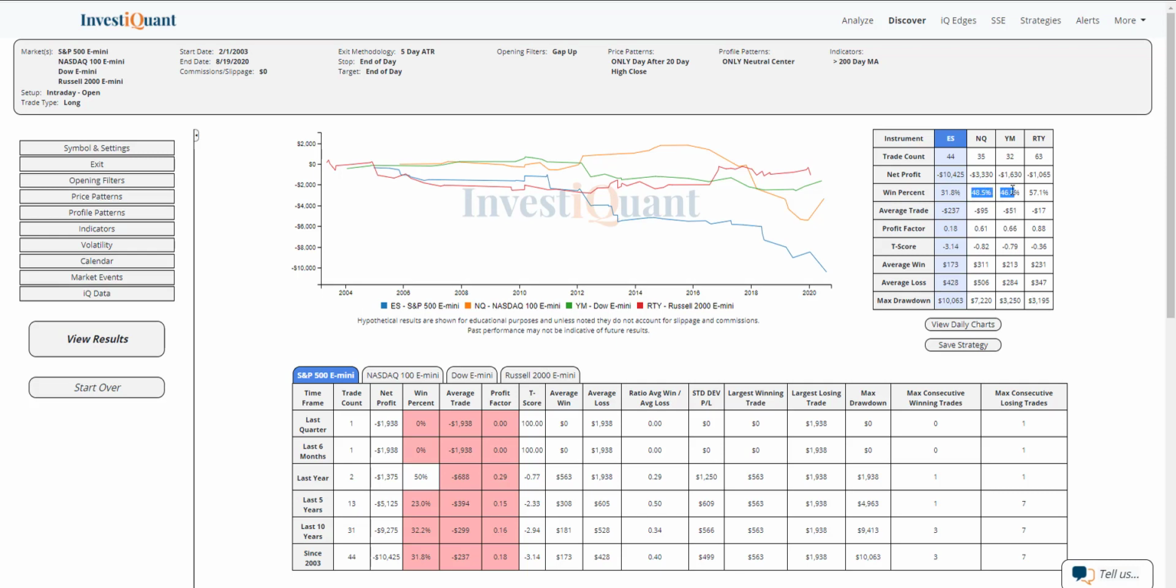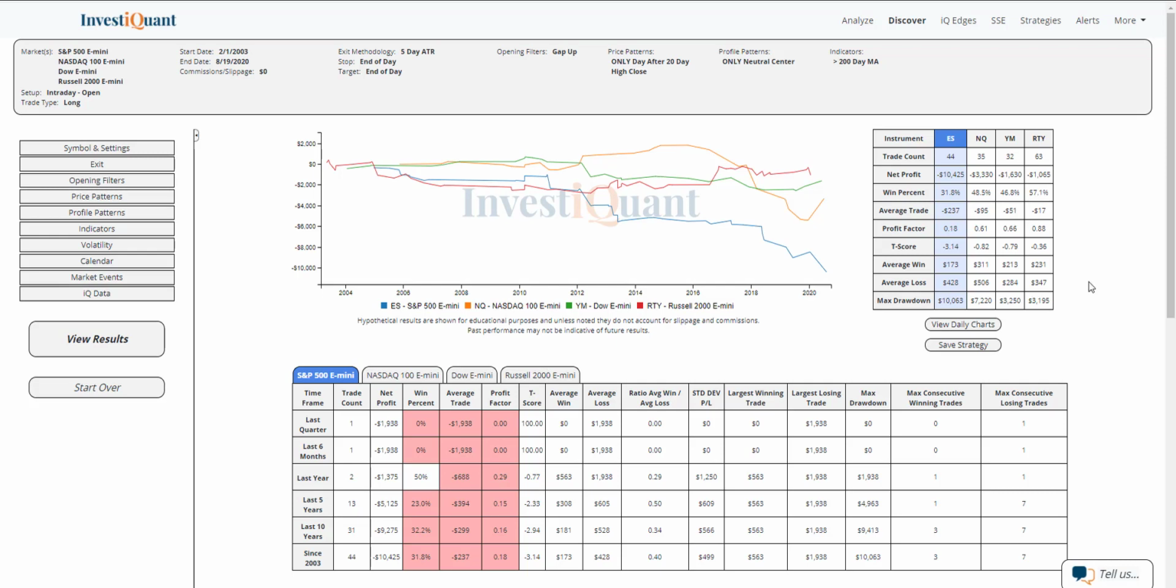NASDAQ and YM are not strong win rates, so that's not really an indication of this pattern showing a bias in one direction or the other, but it has shown that when it moves lower, it tends to move at a larger amount on average than when it moves higher. That's the same case here with the Russell, although the Russell does have a stronger win rate than the others.